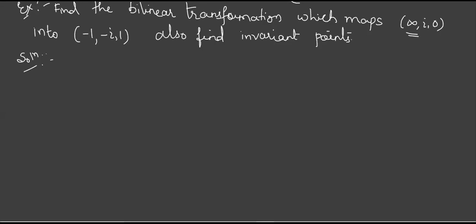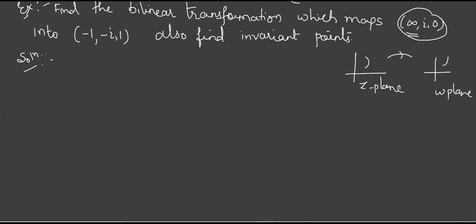See, last time we have seen that here we have two planes. One is the Z plane, another one is the W plane. So here, if you take any curve, you will get the corresponding image in the W plane. It's not the reverse case. So what is being given here? Find the bilinear transformation which maps these points into this set of points. Now can you answer?